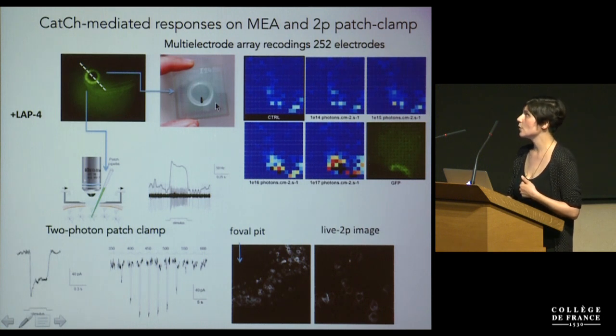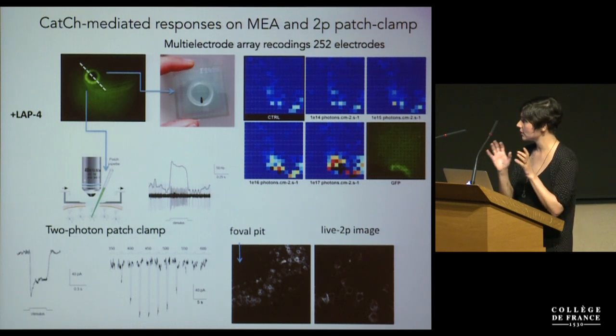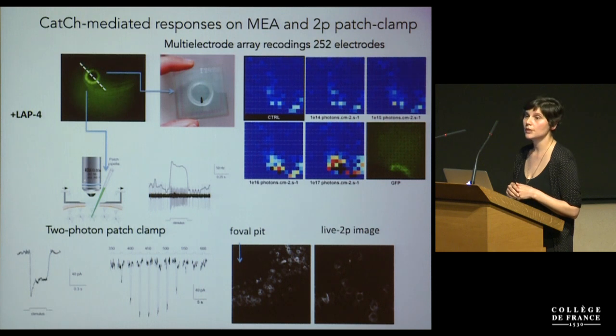So we've looked at this at the population level by MEA recordings, but also by 2-photon guided patch clamp, where we were able to show both in presence and in absence of the GFP conjugate, we're able to see very nice, robust CatCh-like responses from these patched and recorded cells. So this was very encouraging.